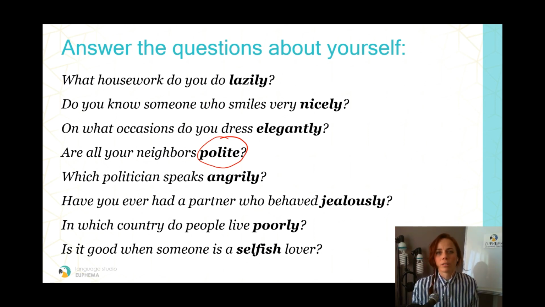This was all about all the basic stuff about the adverbs. I hope that you learned a lot.